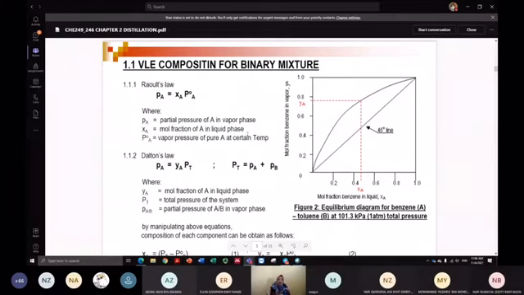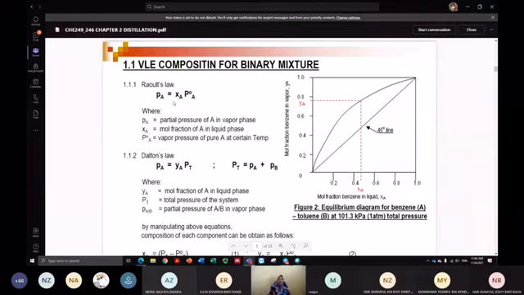For the case of distillation, we are just going to use a binary mixture, which means that we have component A and component B. So we are not dealing with multi-component mixtures. For distillation, just remember that we only deal with two components, A and B.